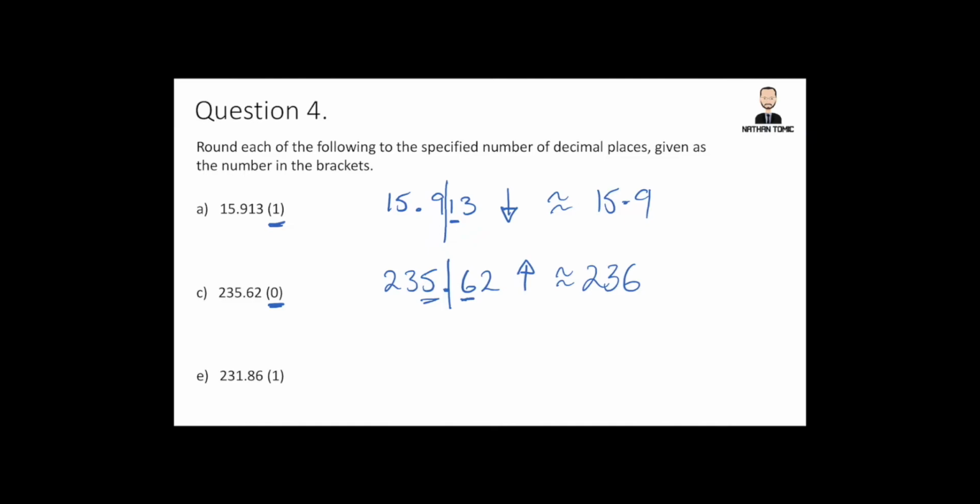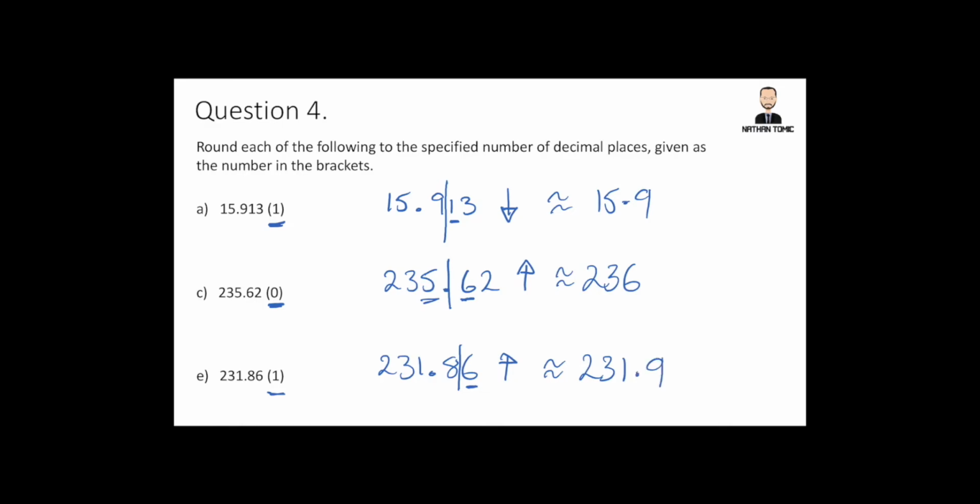And in our third example, 231.86, again, we want to round to 1 decimal place. So our cut comes in here after the first decimal. Our critical digit is a 6, which means we round up, which means it's approximately equal to 231.9.